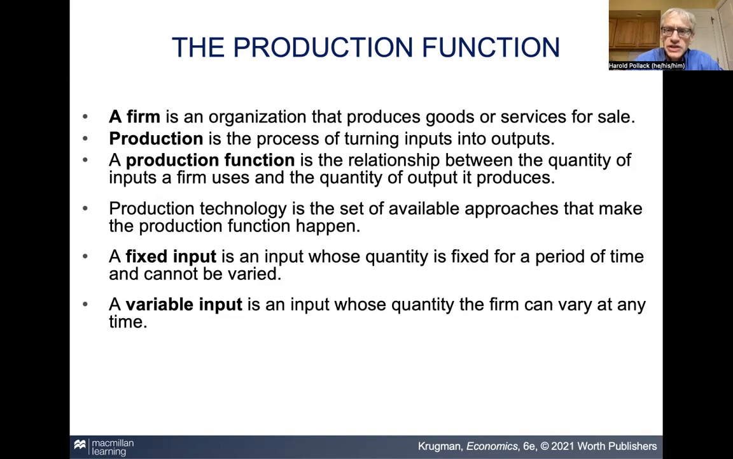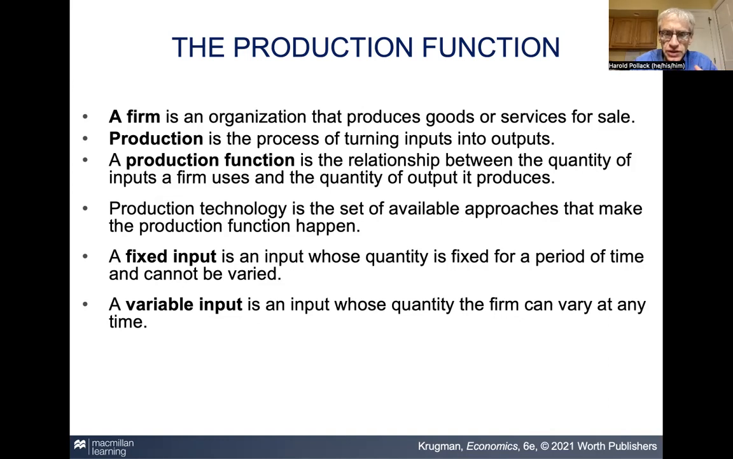And production is the process of turning inputs into outputs. And the production function is the relationship between the quantity of inputs that a firm uses and the quantity of outputs that it produces. And the production technology is kind of the set of approaches that make that production function happen. As I've said many times in class, technology is a lot more than sort of some scientific thing. It's a whole set of organizational practices and innovations that go into it.